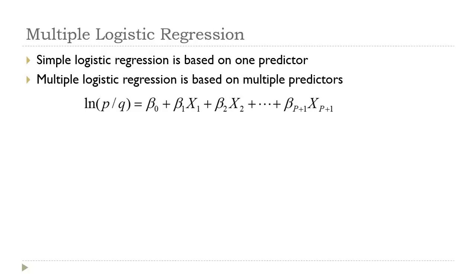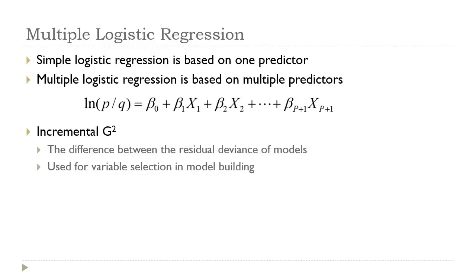We want to explore individual variables in the context of a model in multiple logistic regression as well. And we're going to look in this video at two tools that we can use to do that. One is the incremental G-squared. You can think of the G-squared as a sort of R-squared. It is the difference between the residual deviance of models, and it's used for variable selection in model building.